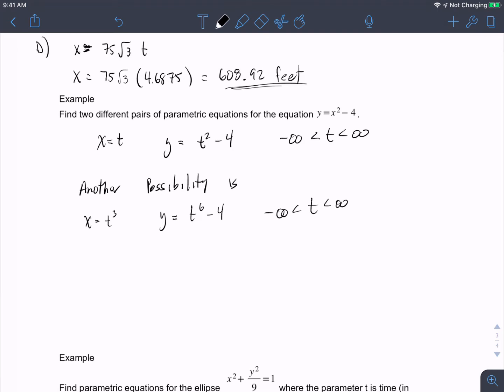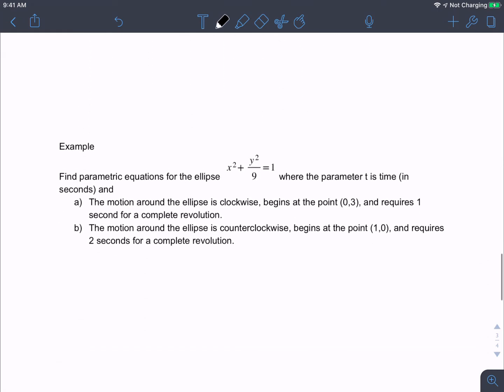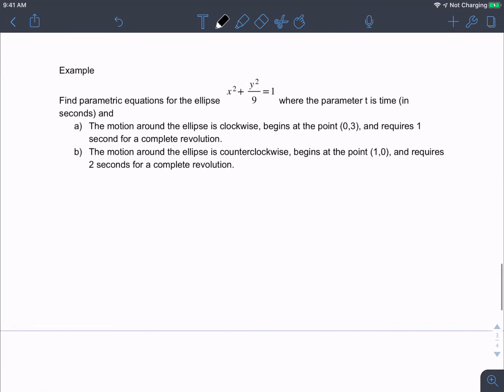And that's important to remember. All right, our next example, we're going to find the parametric equation for an ellipse, and this is the ellipse that we're given, and we want to know in which way it's rotating. So we have two examples. The first is the motion around the ellipse is clockwise. It begins at the point (0, 3), and it requires 1 second to complete a revolution.